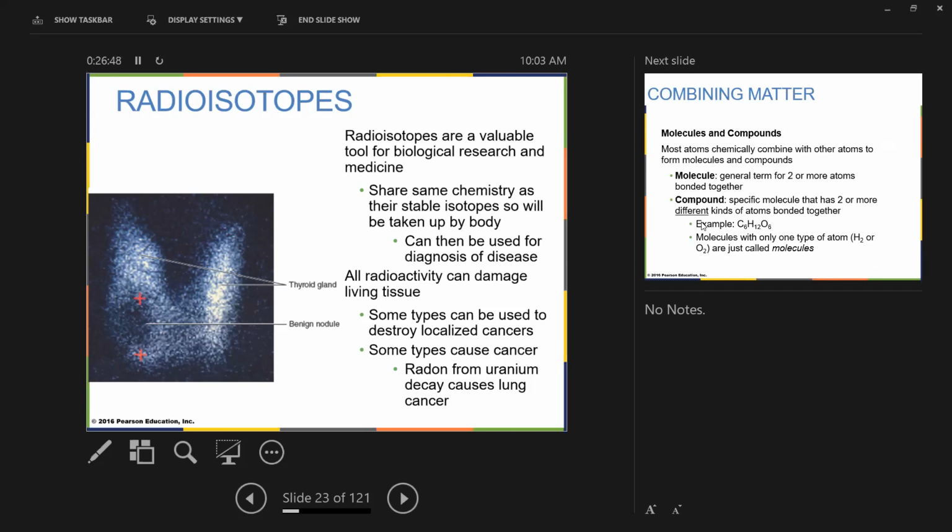Now, radioactive carbon, carbon-14, has a half-life of 5,000 years. So it takes a while to get rid of its radioactivity. Some isotopes of iodine have half-lives measured in hours or days, usually a couple days, maybe just hours. We can use these isotopes for testing purposes or for treatment.